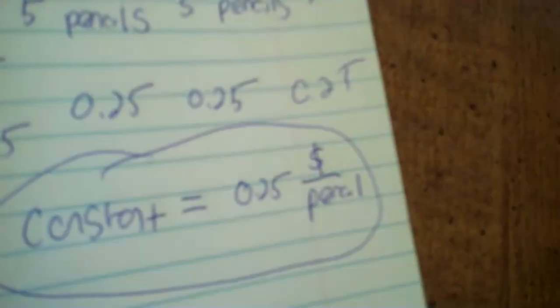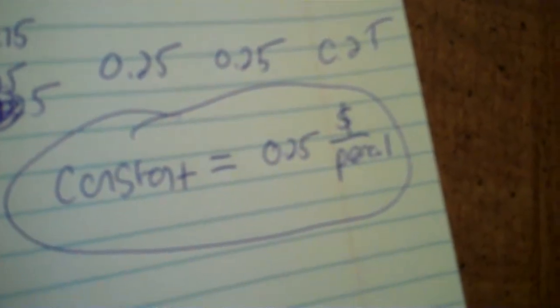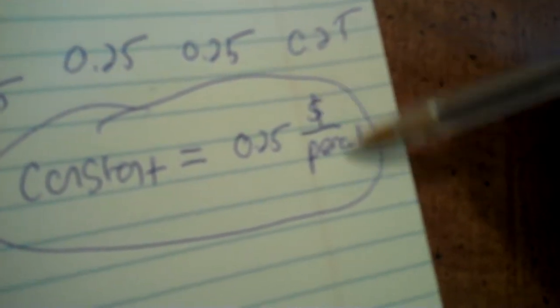The constant is 25 cents per pencil. Cost per pencil. So when it is constant, you put that it's constant, you put what the constant was, the constant rate, per pencil.